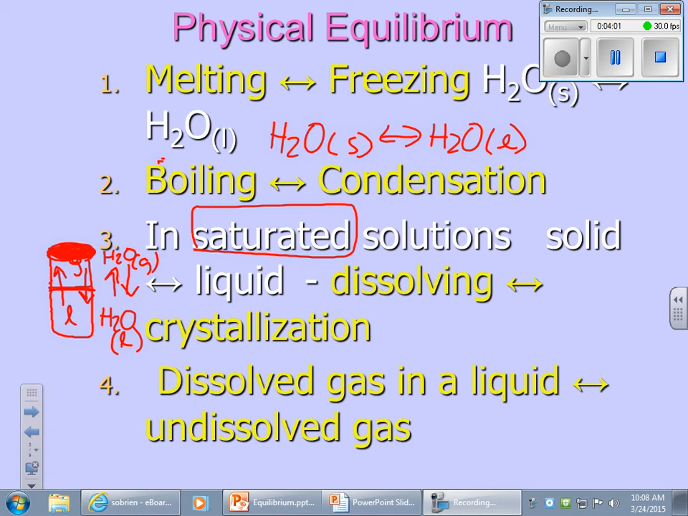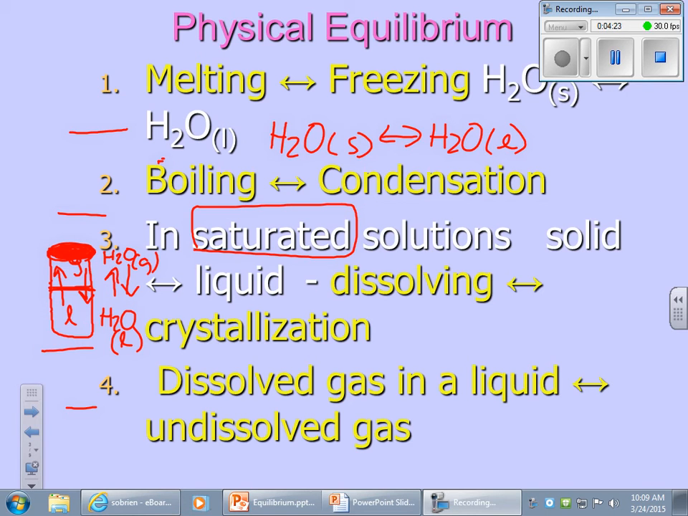So the examples on this slide are all physical equilibrium. Remember we talked about physical change, meaning that it doesn't change the composition of whatever it is that we're looking at. So remember melting in the first example, boiling, dissolving something, and looking at another phase change here. These are all physical processes. So these are physical equilibrium.